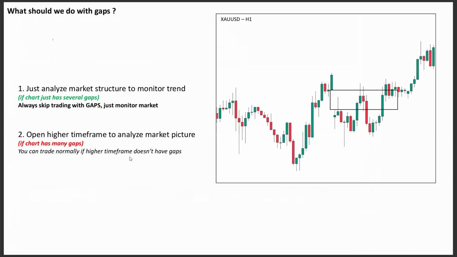But if now there are too many gaps, you have to just open a higher time frame. For example, if there are many gaps in 1 minute, open 15 minutes or 1 hour, and you can trade properly. But if there's still a gap, just skip that pair and trade another asset.